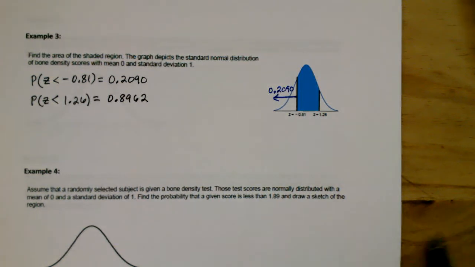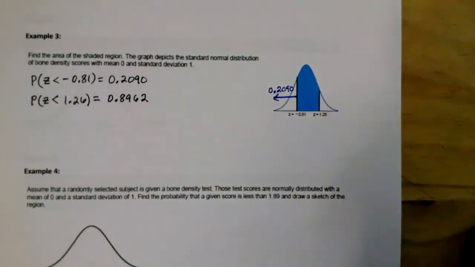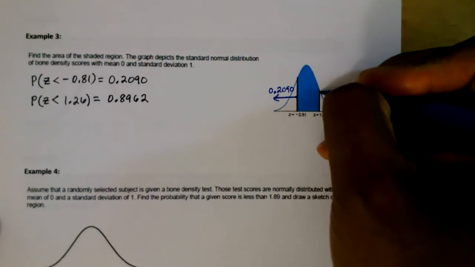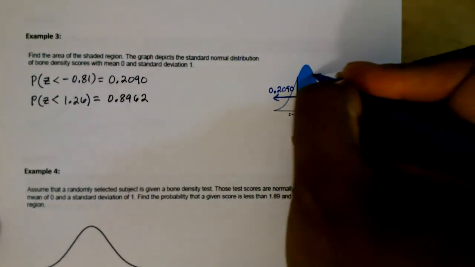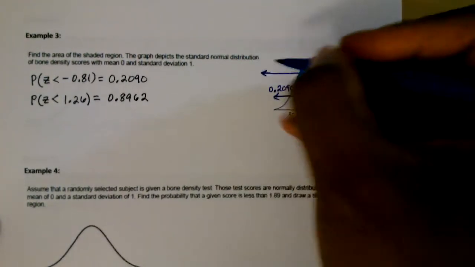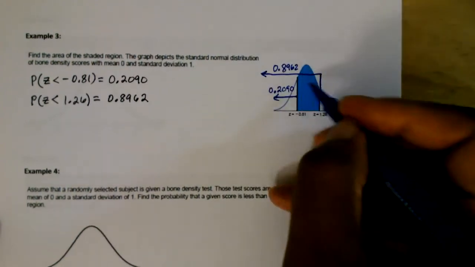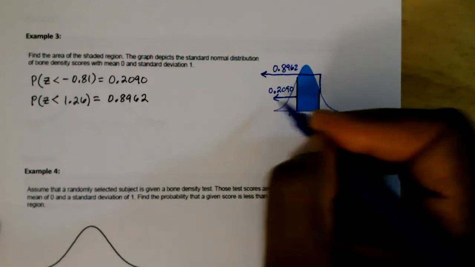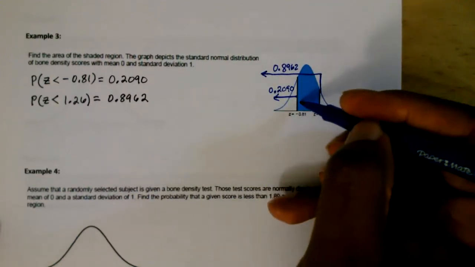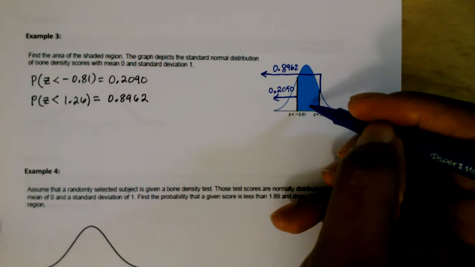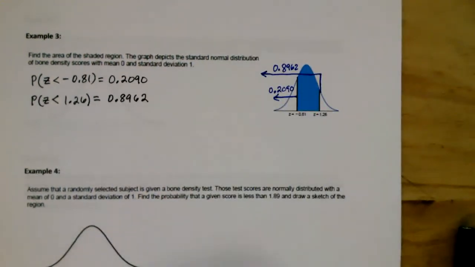All right, now that 0.8962 is going to be this area going all the way to the left. But going all the way to the left here and here, we're not concerned with that. We need the area in between those two. That's where we do the subtraction here.